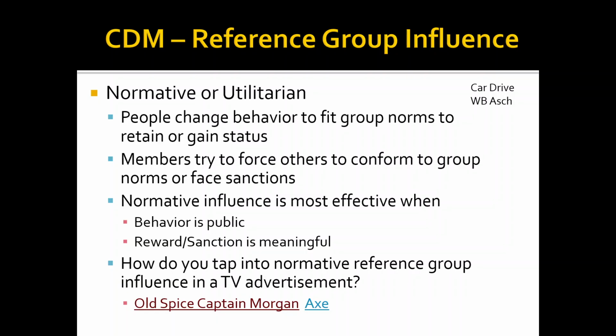And next we're going to look at Axe. Axe was one of the original body sprays that came out, along with Tag and some other ones. And they blew all their competitors away with this type of advertising.